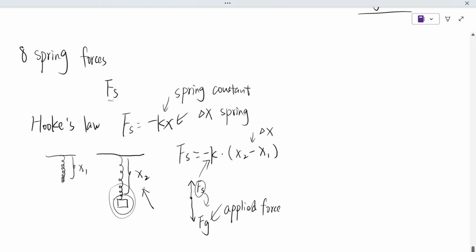Also, it is negative relative to the displacement because originally the spring is right here, and now the length of the spring is over here. This is the direction of the displacement because it starts from here and then finally reaches here. So the spring force is opposite the direction of the displacement. So it's also supposed to point upward. So these are the two explanations for why there's a negative for the spring force.